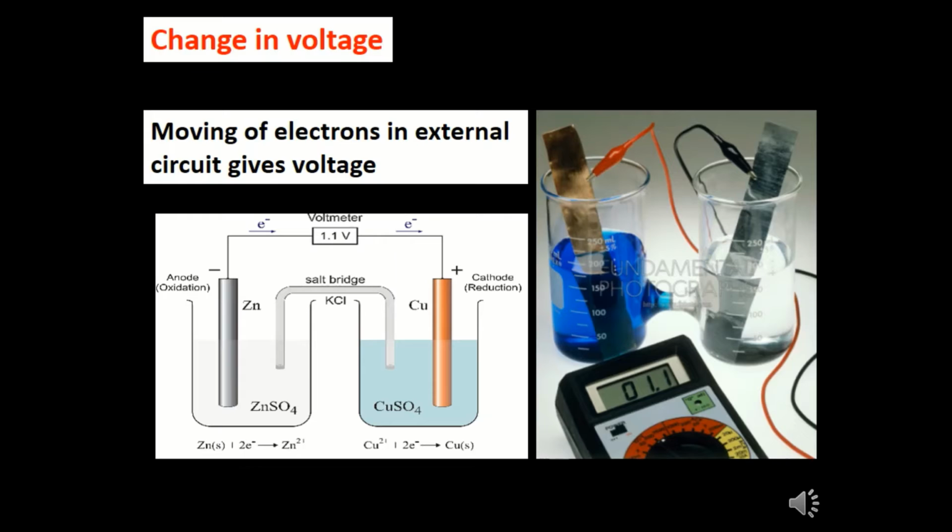When there is a transfer of electrons from one side to another, from one reaction to another to make products, there definitely is evidence. The evidence should be the voltage. And then we can use the multimeter or any voltmeter for the deflection or for the confirmation.